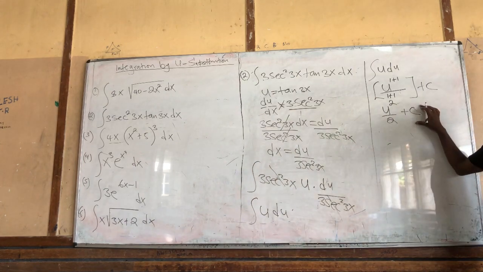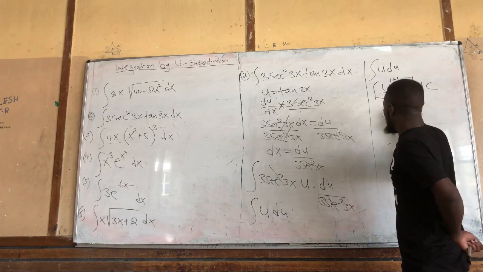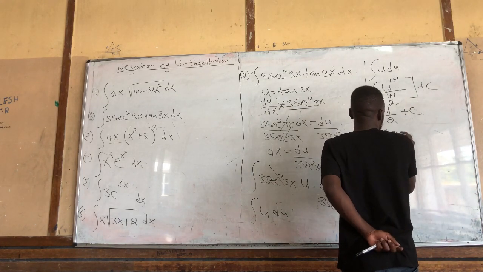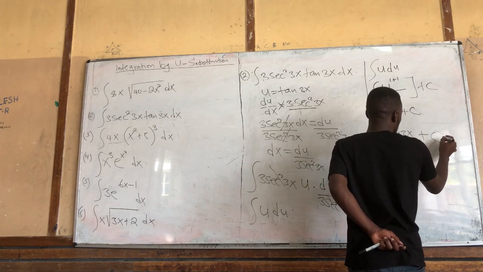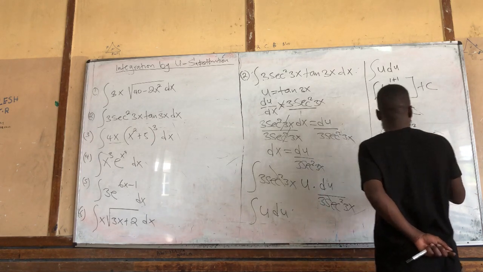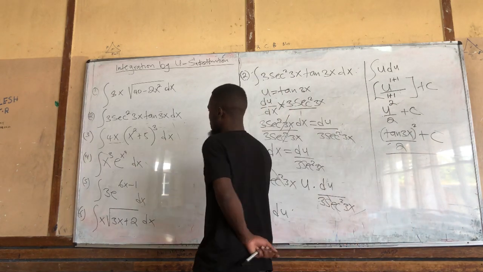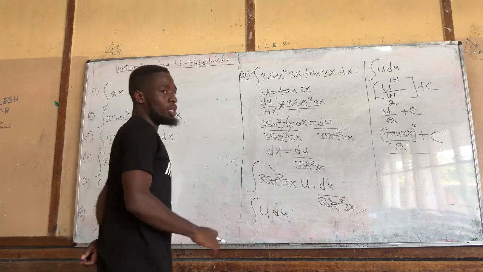What's the next stage here? The next step here, where there's u, we need to put tan 3x, because this is the value for u. So meaning this is tan 3x squared over 2 plus c. So we end here. We don't need to force things there. Okay, so we end there. So now let's go to question number 3.